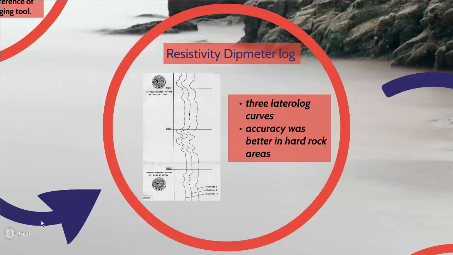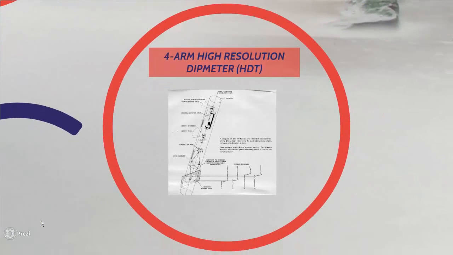Both SP and resistivity dipmeters were only recorded over selected intervals chosen by observation of the other open hole logs. Only short intervals where there is a lot of curve action are suitable for dip computation. And the last one is the 4-arm high resolution dipmeter.